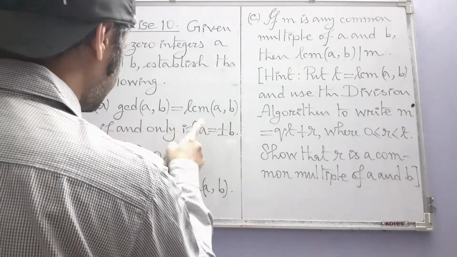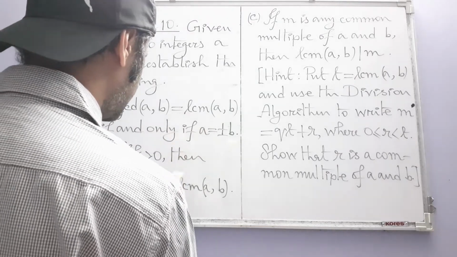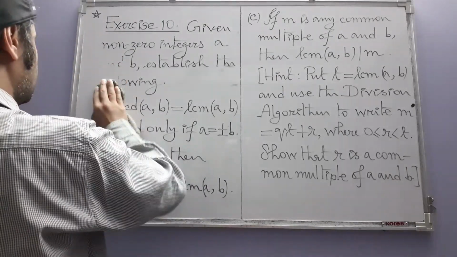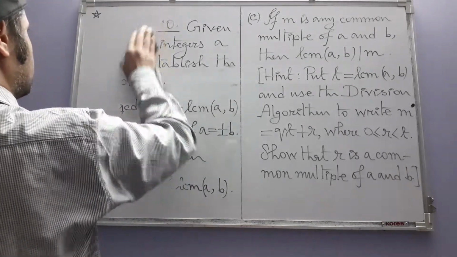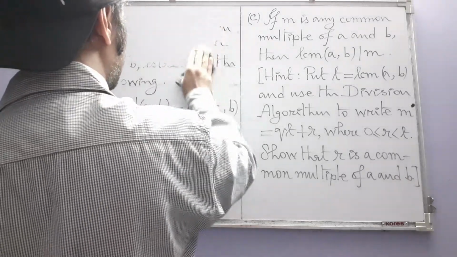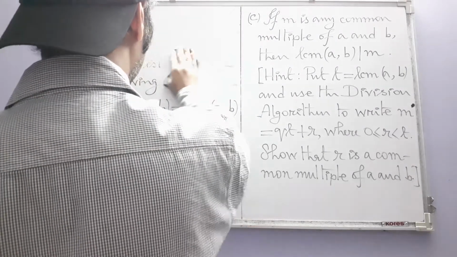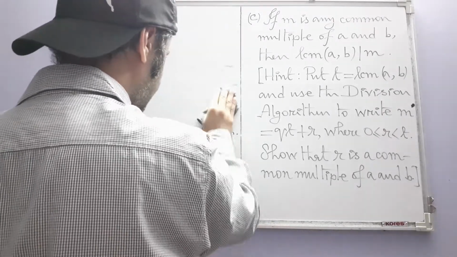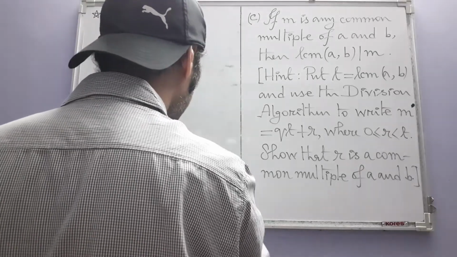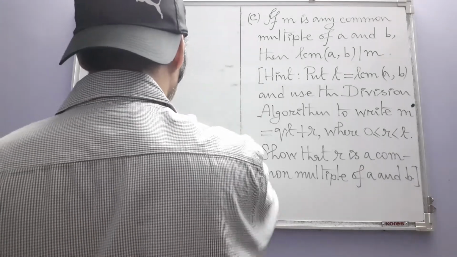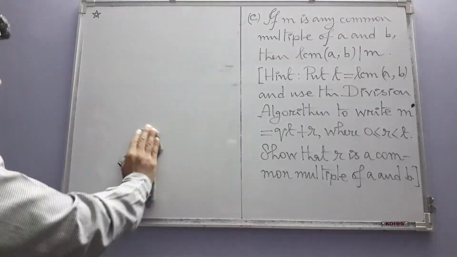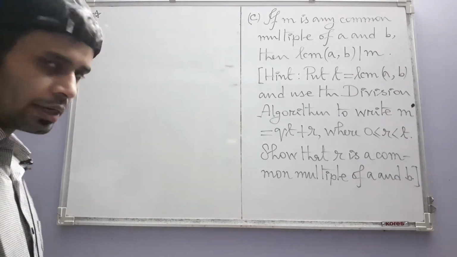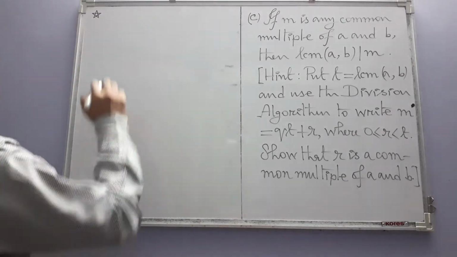So in the first one we have this: GCD is LCM if and only if a is plus or minus b. That means there are two implications to be proved, one of which will be easier than the other. That's almost always the case with this type of statements which are double implications. One side is usually much easier to prove. So let's handle the easy one first.